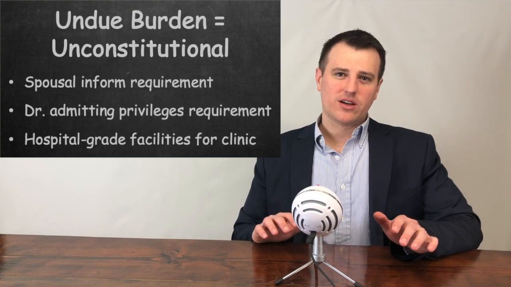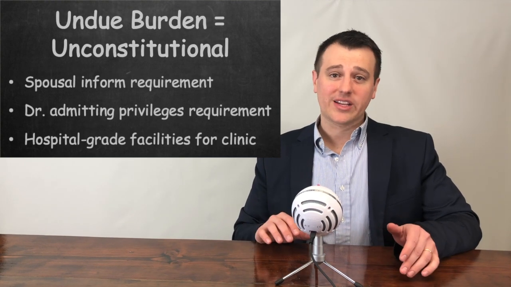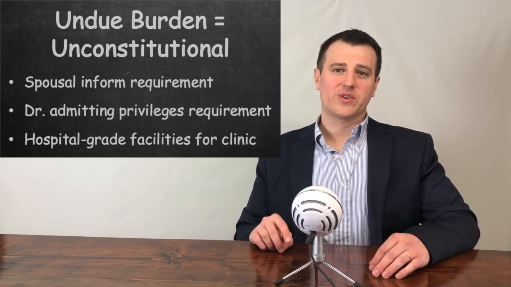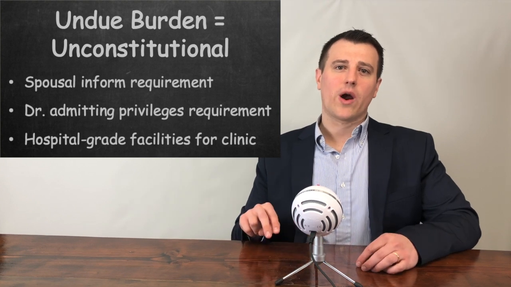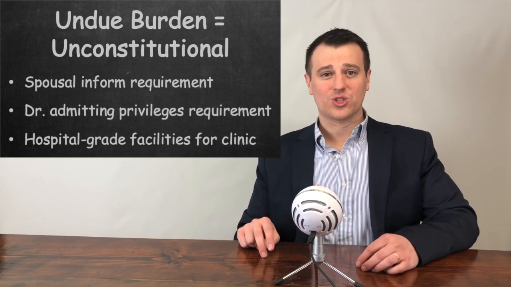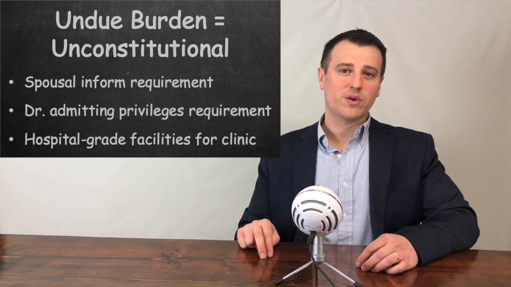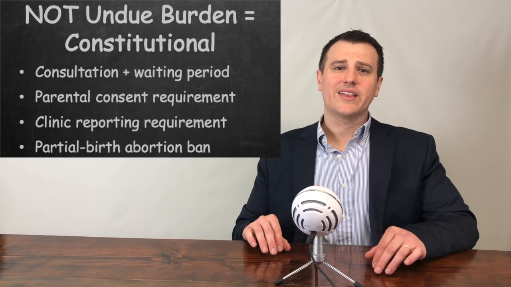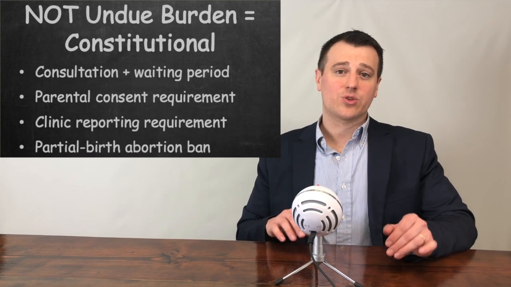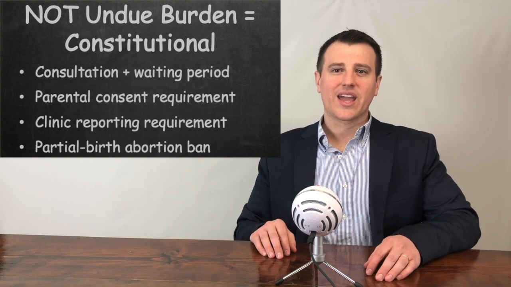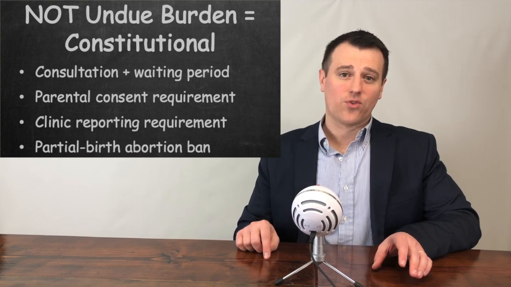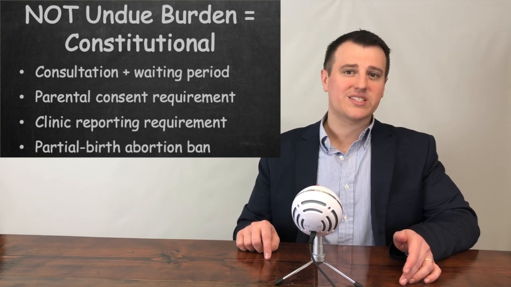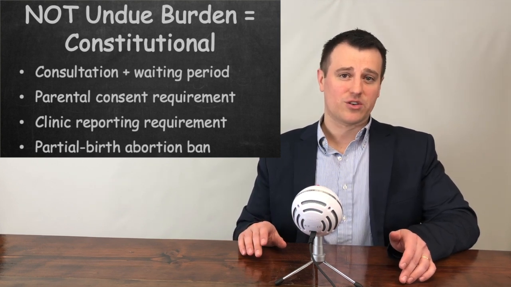So just to give you an idea, here are a few things that have been ruled unconstitutional because they create that undue burden. A requirement to inform a spouse prior to getting an abortion, requiring doctors who provide abortions to have difficult to obtain admitting privileges at a nearby hospital, and requiring abortion clinics to have costly hospital-grade facilities. And then here are a few things that have been found to be okay, so these do not create an undue burden. Getting information and then having to wait 24 hours, a parental consent requirement, abortion clinic reporting requirements, and a ban on a specific type of partial birth abortion.